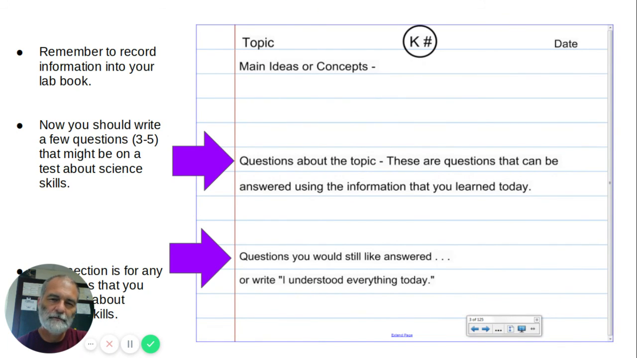At the bottom of the page, you want to write one of 2 things. If there's something you still don't understand about the science skills, you need to list it there. And it might be a question, or it might just say, I really just am completely confused about what it means to observe. Or if you look through this slide deck and you're like, I got it, I understand those skills, they're pretty clear, I don't really have any questions, then you write, I understood everything today. Or if it took you 2 days to do this, you could say, I just understood everything in this slide deck, and that would be basically the same thing.